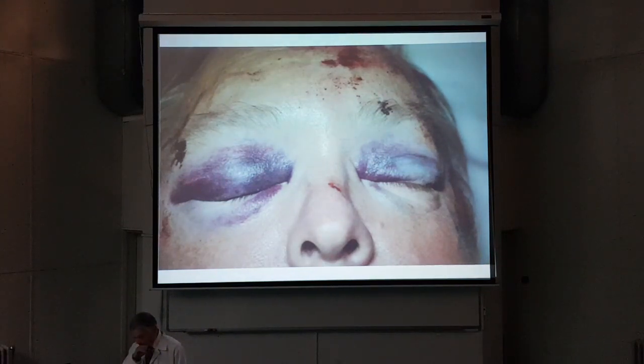In this image, you can see that the upper eyelid is swollen with blackish blood, and this is because the scalp is traumatized and blood sagged down into the upper eyelid. Now we need to explain this.